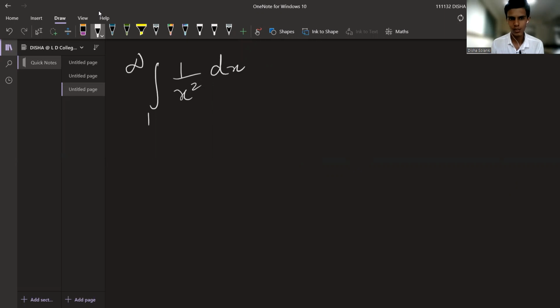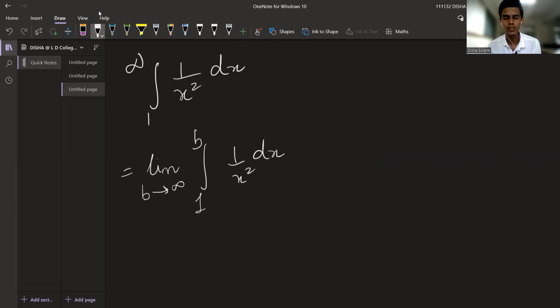Okay, so the method for solving this question is again the same. We take some number b instead of infinity, so our integral will start from 1, and it will go to b such that b is tending to infinity, and it is integration of 1 by x squared dx. Now this is again to be solved by our proper method only, which is so simple. So we solve it.